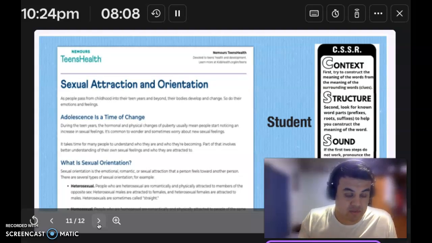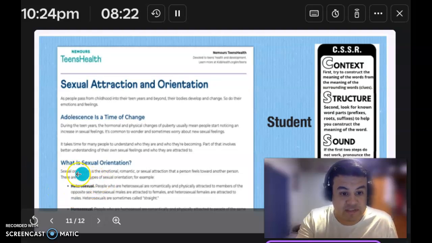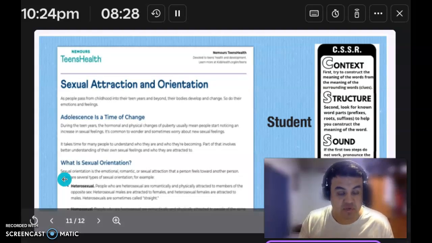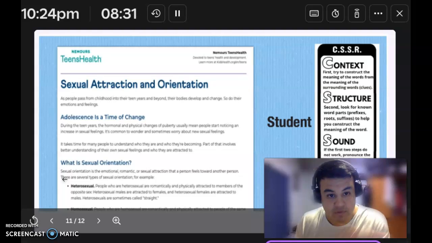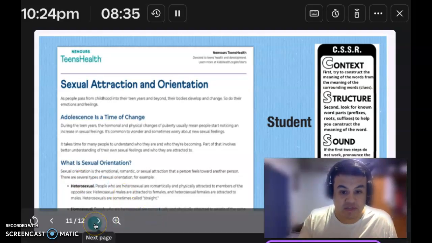For example, here we're talking about sexual orientation. We're talking about heterosexual, right? Meaning attraction to somebody from the opposite sex. So in this example, the prefix hetero means different. So, helping students make those connections as they read words, not just read over them and not make any sense of what that word could have meant.